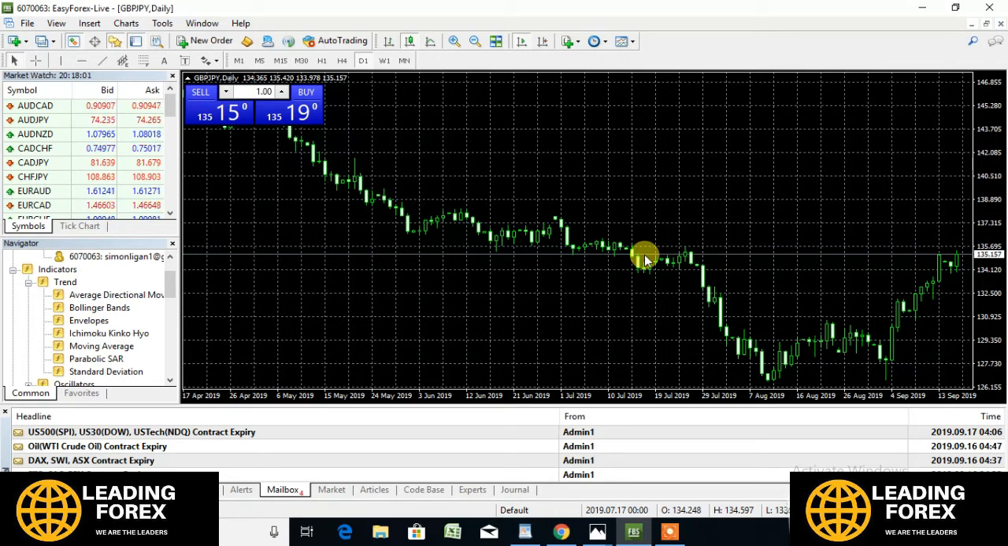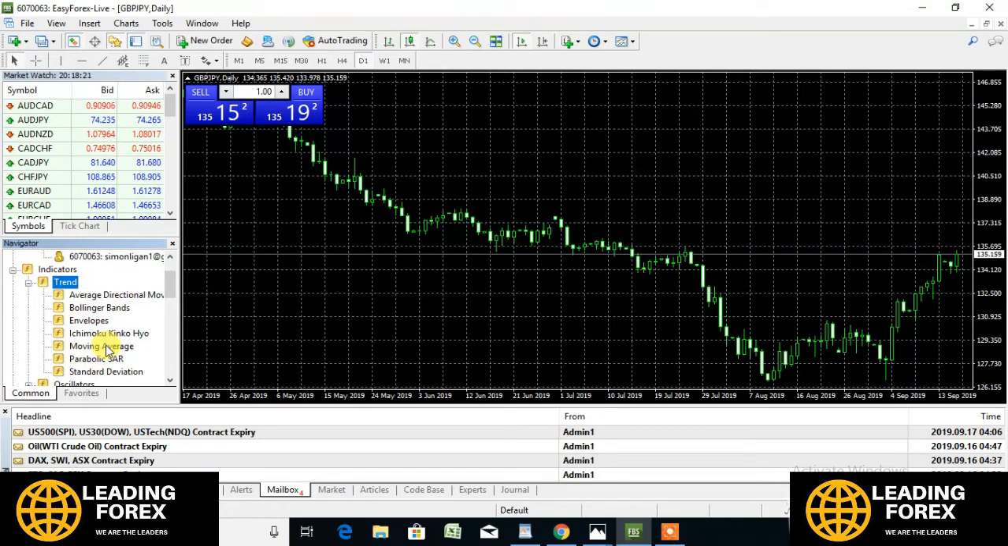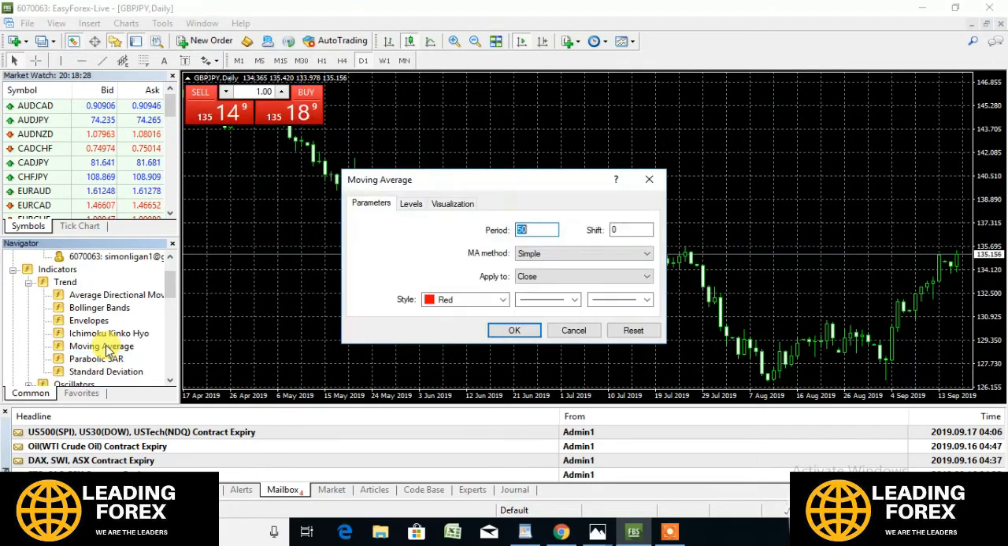Leading Forex, this is what I suggest you do. You go to your indicators and you look for your moving average indicators or any moving average indicator. So these are your indicator column. You go to trend, you click on trend. You see we have moving average. I would suggest you look for moving average or any other moving average you think is good to use. You click on it, you bring it out and put the period on 50. Okay? So you change the period to 50.